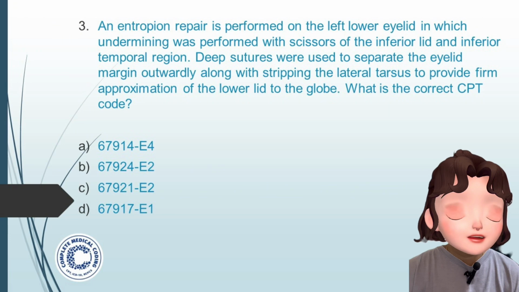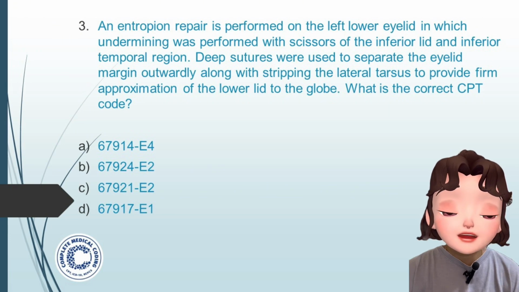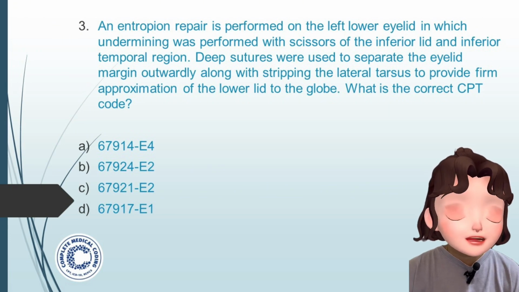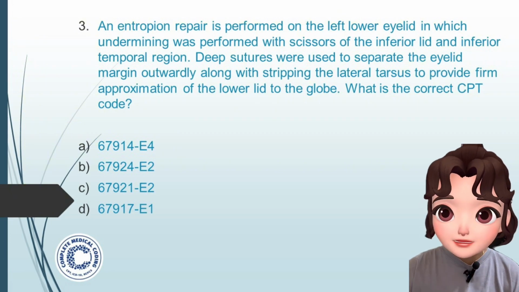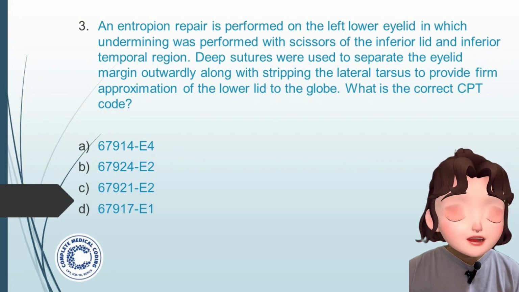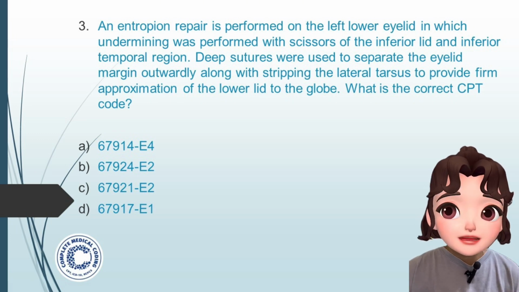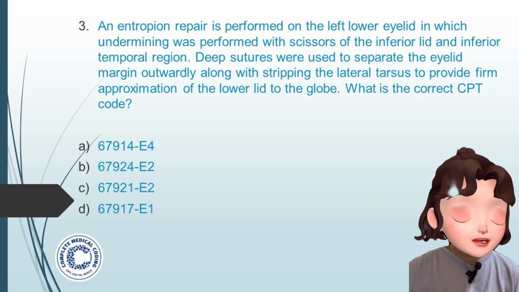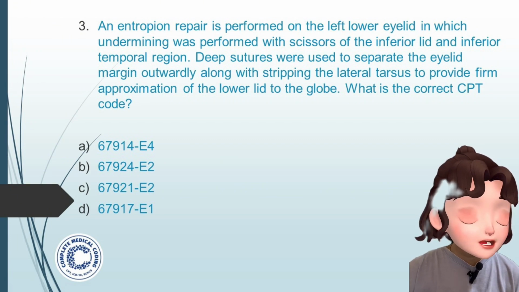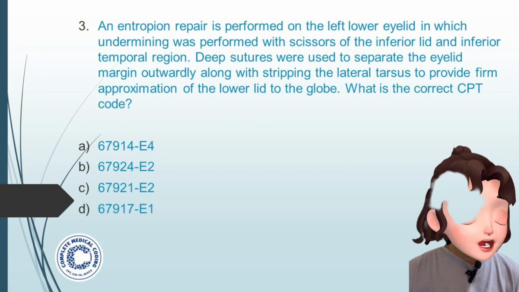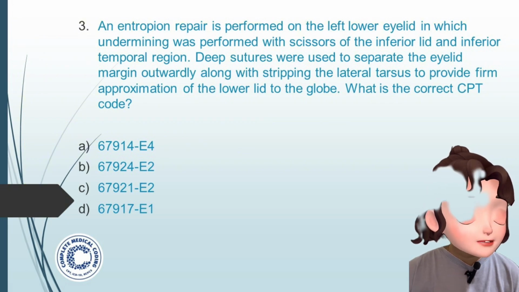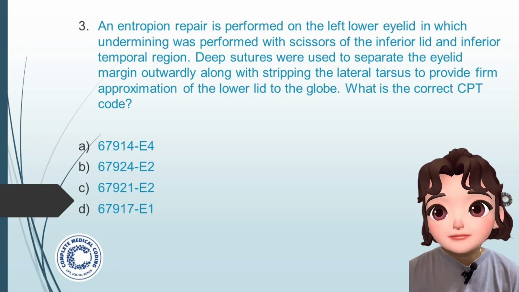But if you open the code 67914, it's repair of ectropion. 914 and 917, both are repair of ectropion. We need entropion repair, right? It is there in options 67921 and 67924. From that, you have to find out which is the answer. What is 67921? Repair of entropion, suture. What is 67924? Repair of entropion, extensive. Example, tarsal strip or capsulopalpebral fascia repairs operation. Tarsal strip. So this is extensive.